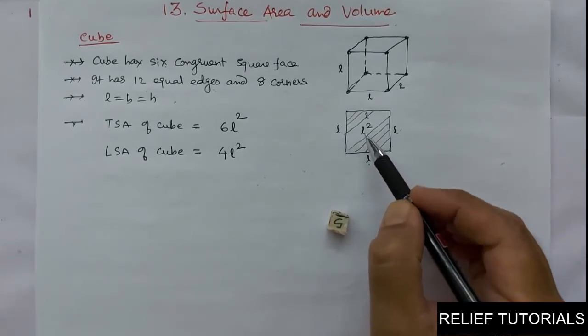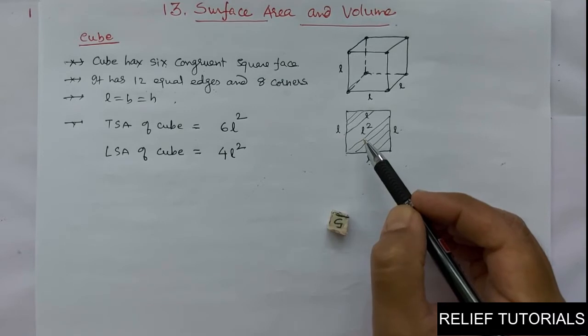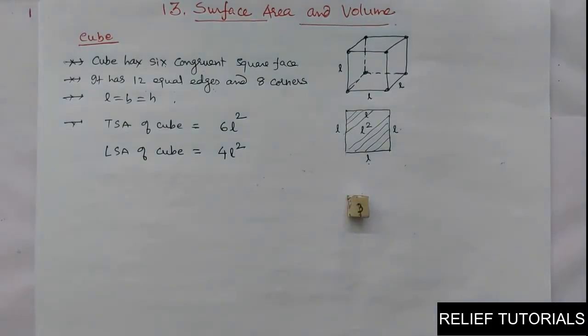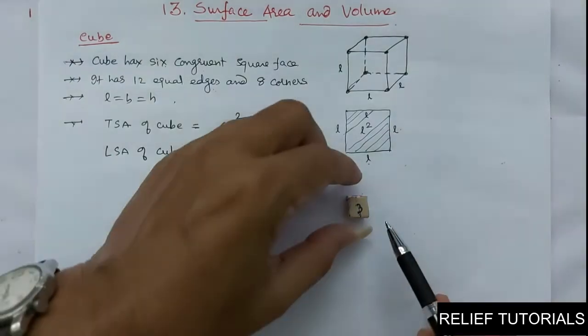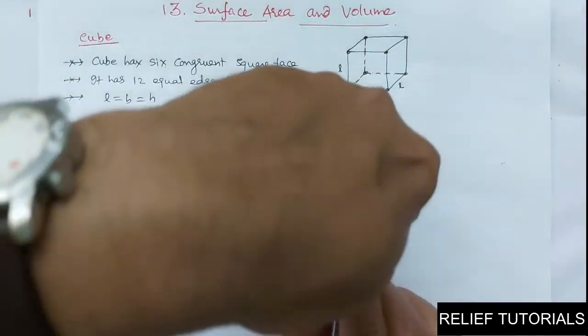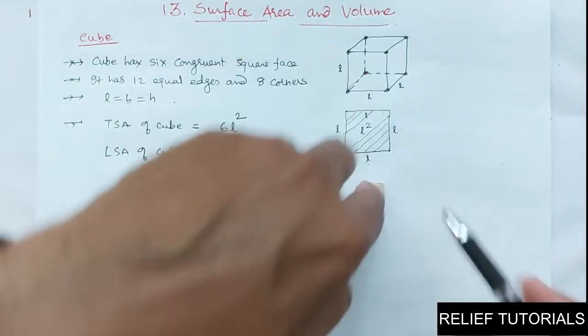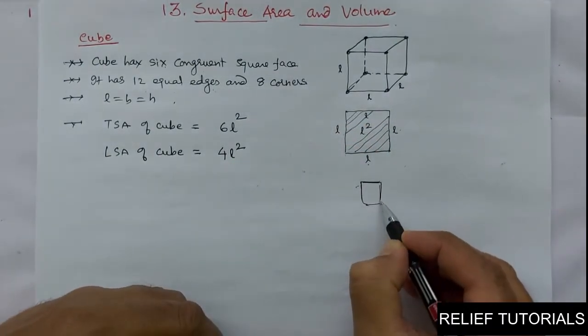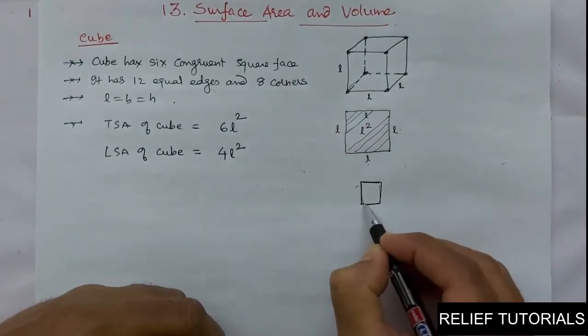Volume means the space occupied by an object is called volume. See how much space is occupied by this. First here there was air. If I place this cube here, the air is displaced and that space is occupied by this cube. So you want to find the volume of this cube. See, this is the space occupied by this cube.